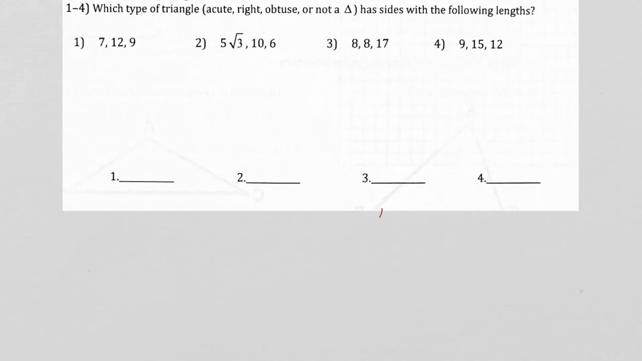Okay, number one. First of all, we do know it's a triangle because 7 plus 9 is bigger than 12. So now to figure out what type of triangle, we're going to compare the square of 12 with the sum of the squares of the two smaller sides. 144, this is 49, and 81. This adds up to 130. 144 is greater than 130, so this is an obtuse triangle.